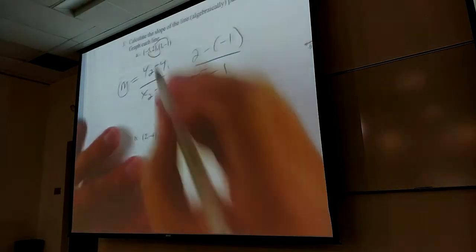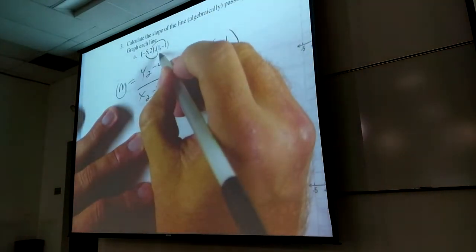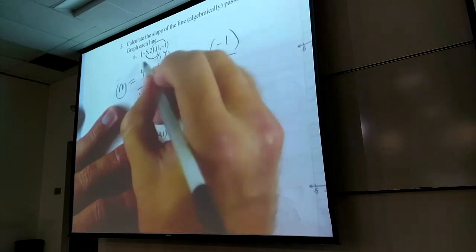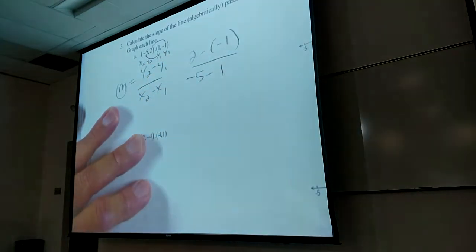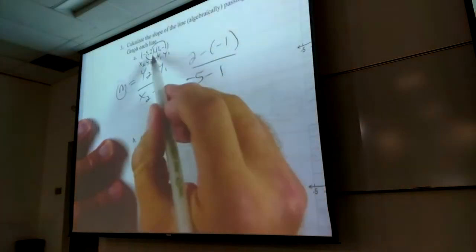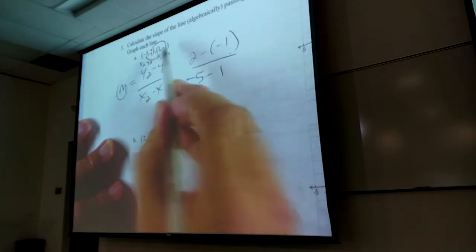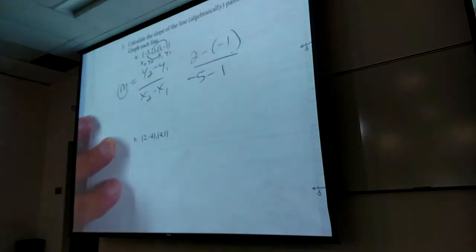Now, if you want to, like in this example, I called this one x1, y1 and this one x2, y2. You can just do that. You can call one of them x1, y1 and the other one x2, y2. And then the top would be y2 minus y1, bam. y2 minus y1 over x2 minus x1, bam.